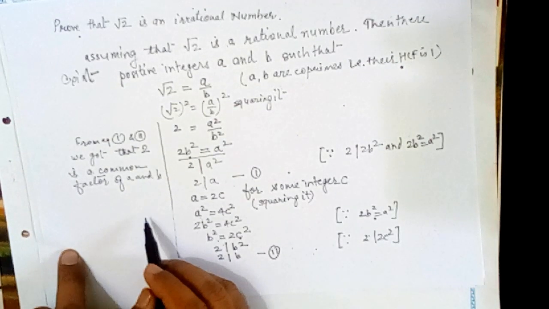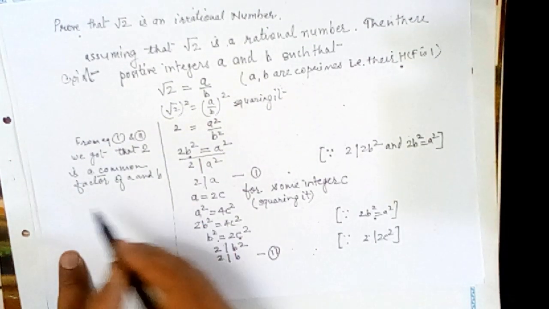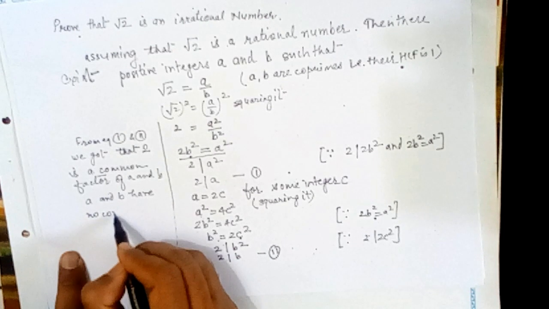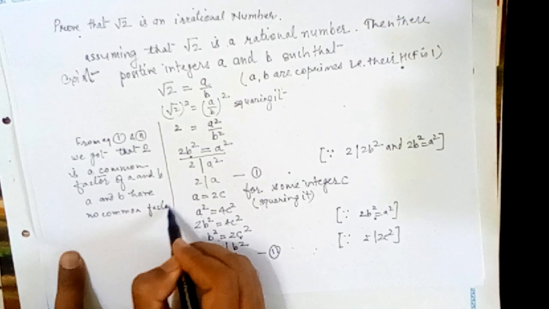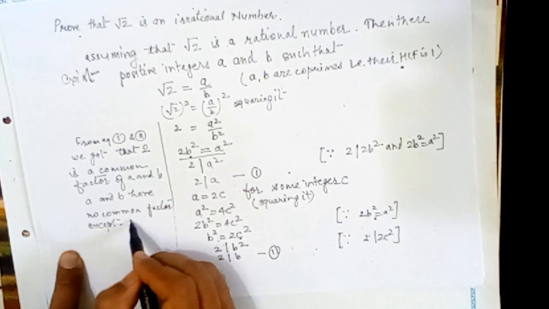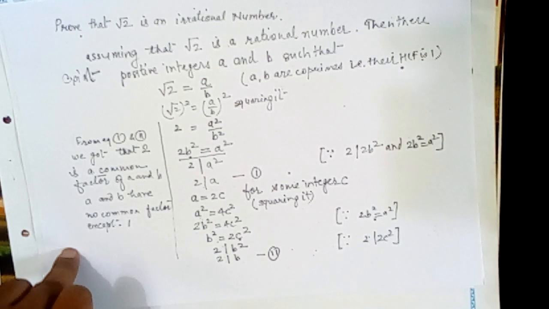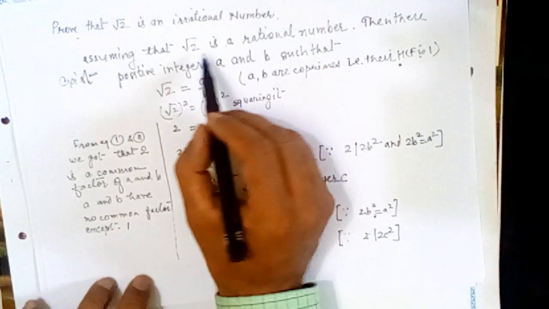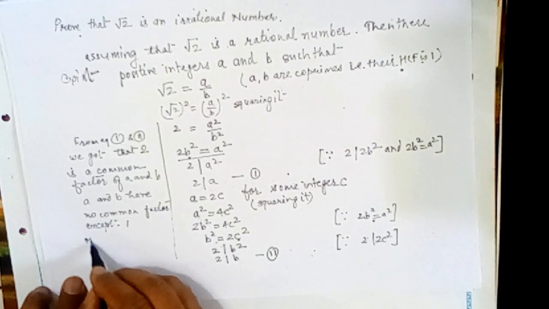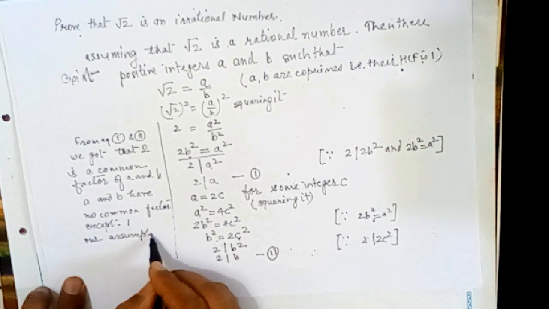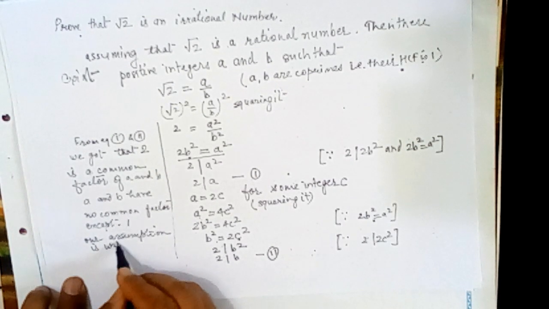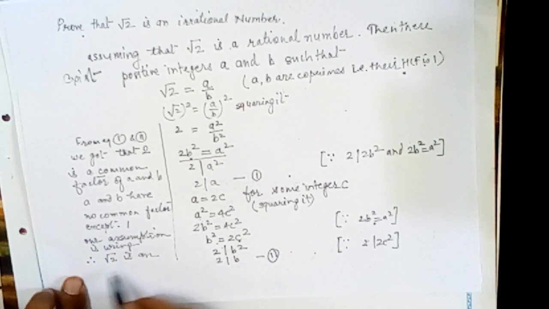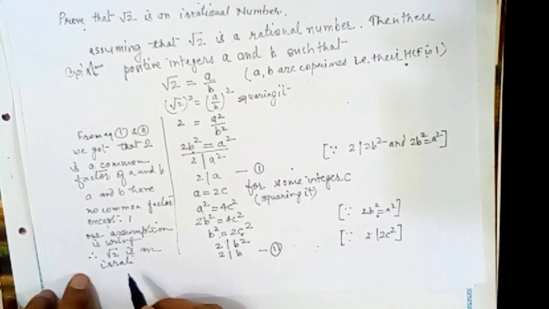But our contradiction here is that A and B have no common factor except one. HCF is 1, which means our assumption is wrong. Therefore, root 2 is an irrational number.